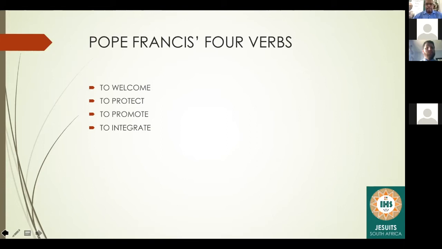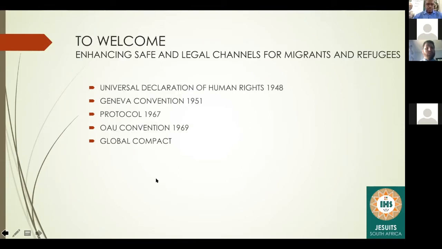So all of us, if you look at the four verbs, this is how I try to look at this legal framework, using those four verbs of Pope Francis to understand how we can do advocacy. When we look at the work to welcome, enhancing safe and legal channels for migrants, you would see some of the instruments, some are there, some are not. This is just a few examples that I thought would be most relevant in these categories, and there are many more that could still be applied. It's not exclusive, if I may put it that way.